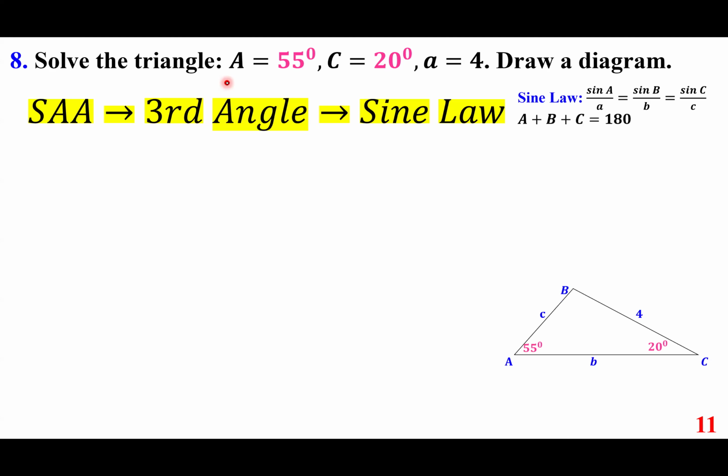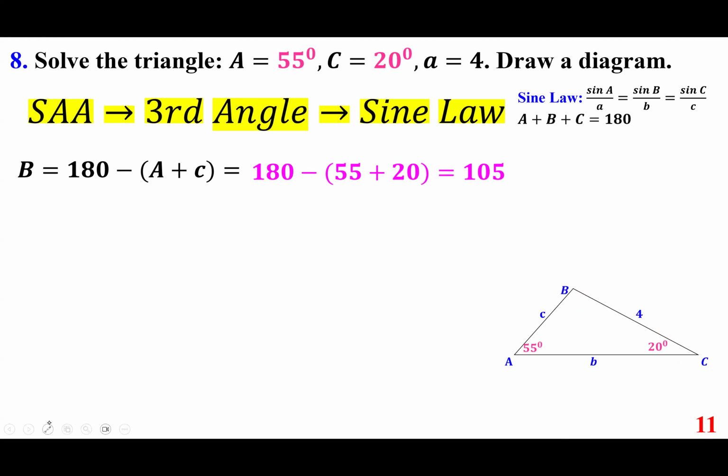We have 55 and 20 degrees. So this must be 180 minus the sum of those, so 180 minus (A plus C). 55 and 20 add up to 75. Subtracted from 180, and we have all the angles.